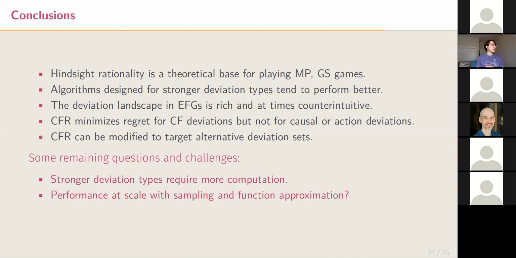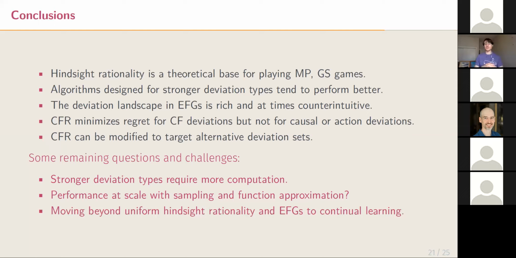Another challenge is taking these ideas and scaling them up, because all the work that we've done so far has been tabular in really small games. For the algorithm that we have, EFR, you can apply sampling and function approximation techniques that were previously developed for CFR right out of the box. But how well does this do? How do the performance improvements shake out when you actually move to that setting? That we don't know yet.